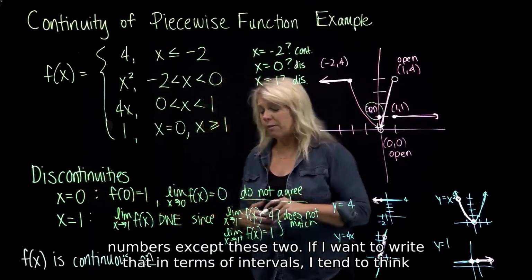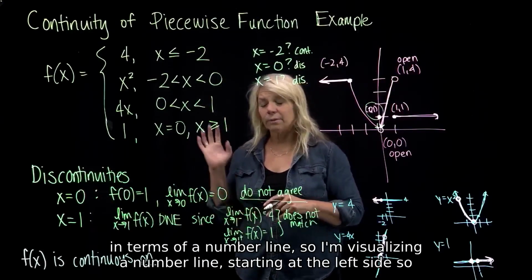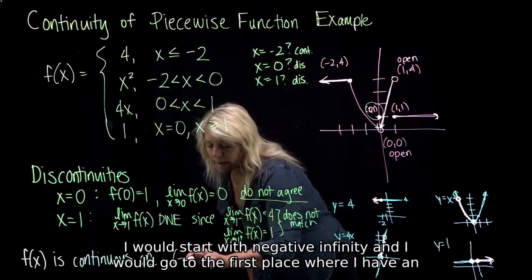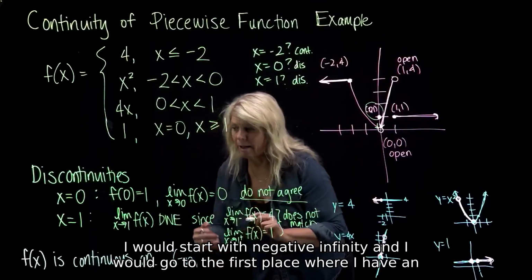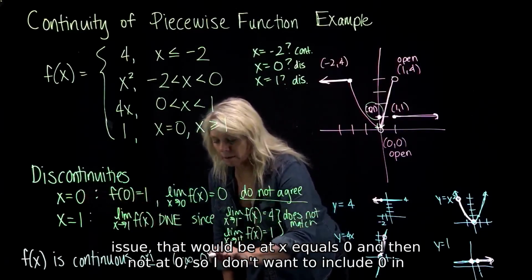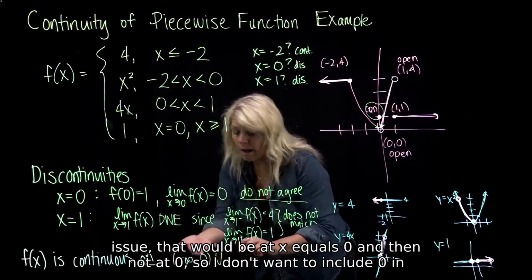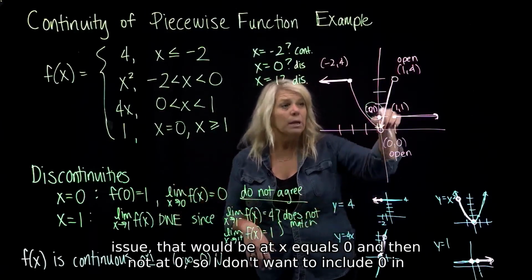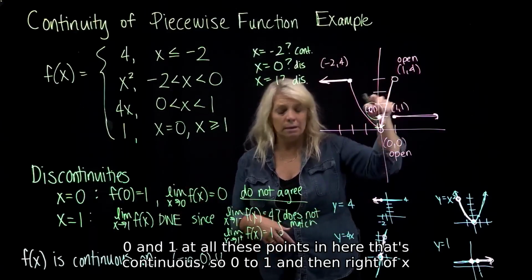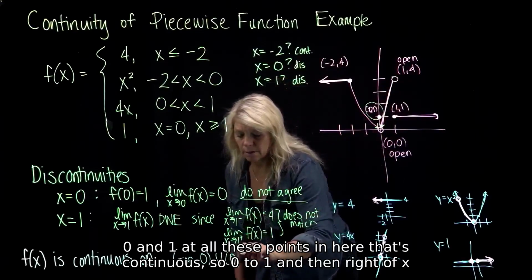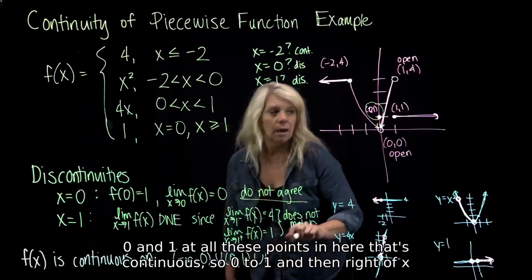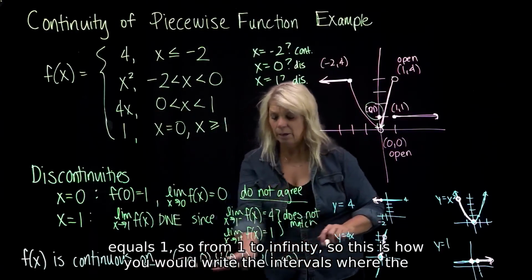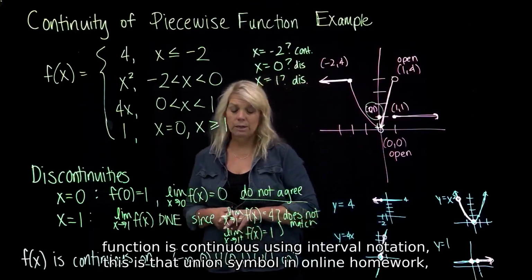If I want to write that in terms of intervals, I tend to think in terms of a number line. So I'm visualizing a number line starting at the left side. I would start with negative infinity, and I would go to the first place where I have an issue. That would be at x equals 0. And then not at 0, so I don't want to include 0 in my interval here. And then it is continuous between 0 and 1 at all these points in here. So 0 to 1, and then right of x equals 1. So from 1 to infinity. So this is how you would write the intervals where the function is continuous using interval notation.